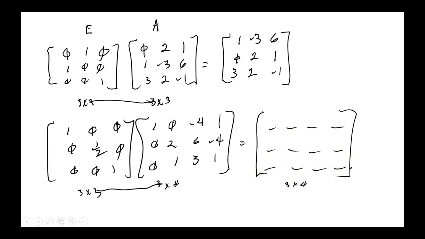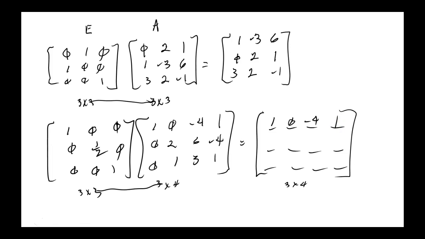The 1, 1 entry will be the first row here by the first column there. That's just going to be a 1. And then the 1, 2 entry, first row here by the second column there, 0, 0, 0. So that's going to be a 0. And the 1, 3 entry will be first row by third column, -4, 0, 0, so that's a -4. And then the 1, 4 entry will be first row here by fourth column there, and that will be just a 1. Okay.